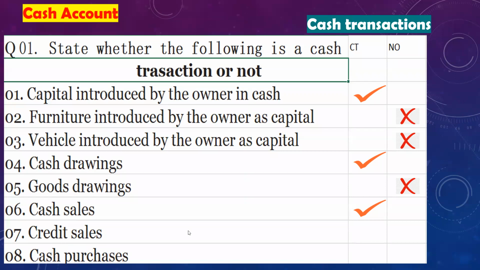Finally, cash purchase. I know you know the answer. How many of you know the answer? Hands up. Cash purchase is a cash transaction. So you can write it now. Once you finish writing, please answer. Question and tick. Quickly write it down.